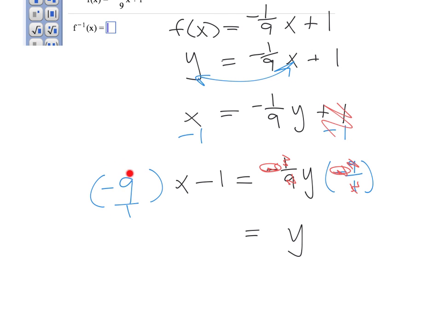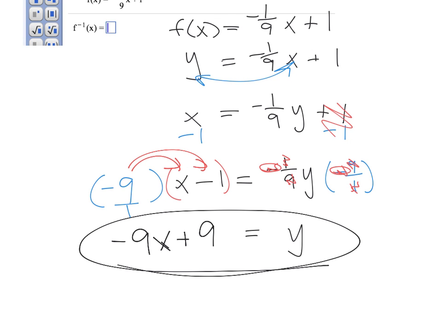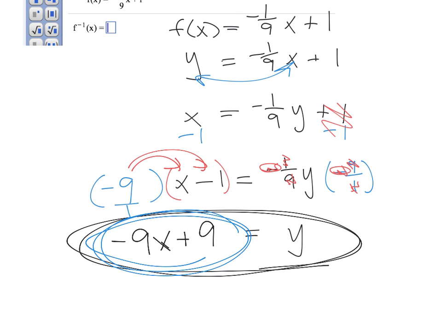Now, when I'm multiplying this side by negative 9 over 1, I have to remember to multiply both the x and the negative 1 by negative 9. And remember, think of this as negative 9. So when I use the distributive property here, that's going to give me negative 9x plus 9. And that is our answer. And remember, you're just going to enter this portion into MyMathLab.